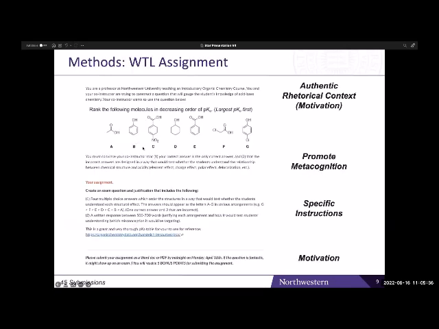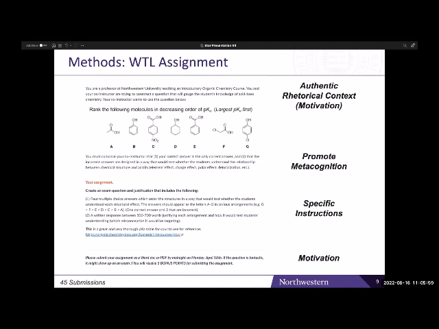So this was what the writing to learn assignment looked like, and the design of this is based off the literature, where there's usually some authentic rhetorical context as motivation. In this case, I tell them that they're going to be professors and they're trying to work with a colleague to develop a question to trick their students, and they're going to try to figure out what they know and don't know. I have a series of molecules and I tell them to rank their acidity.